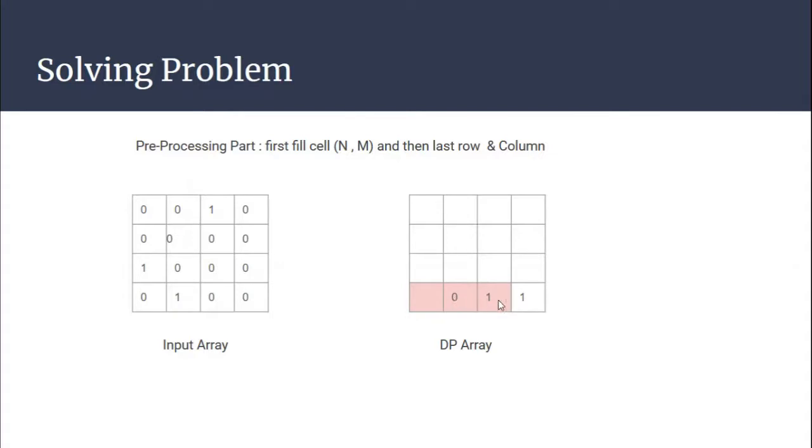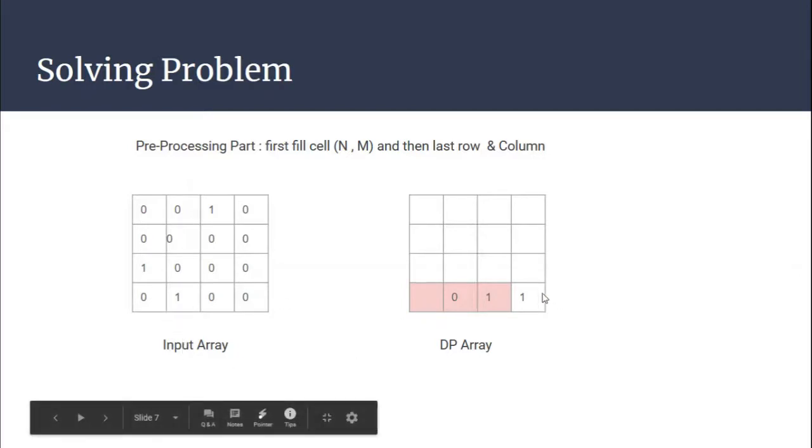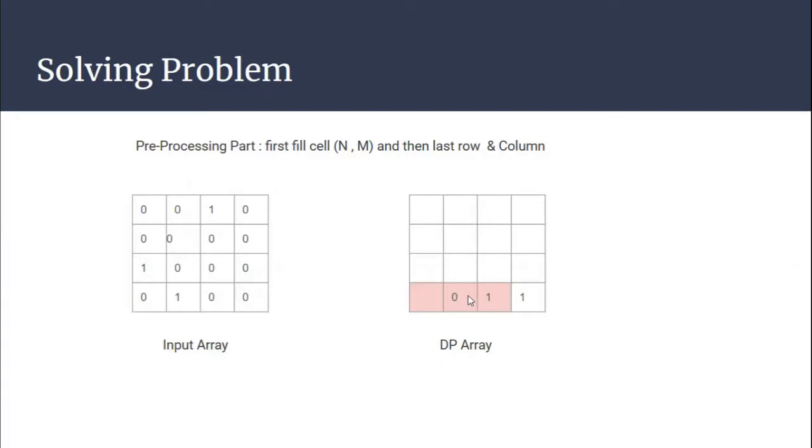So while filling each cell, we have to check 2 conditions. First, that cell should not contain any obstacle. As we can see, this cell doesn't contain any obstacle. Second, the next cell should be able to reach the terminating point, but since the next cell has 0 ways to reach the terminating point, this cell will also have 0 ways to reach the terminating point.